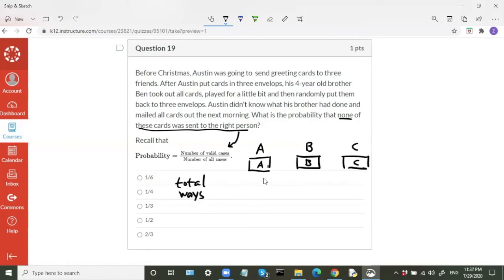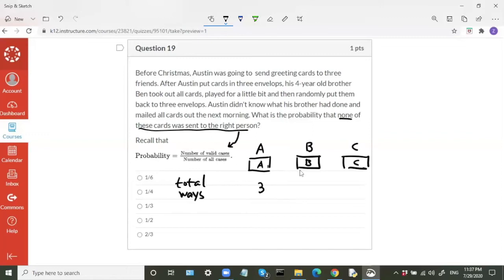As we learned about the multiplication principle and the permutation, let's just say how many choices for envelope A? It's 3 choices, right? Because we have 3 cards. We can put A here, B here, or C here, 3 choices.